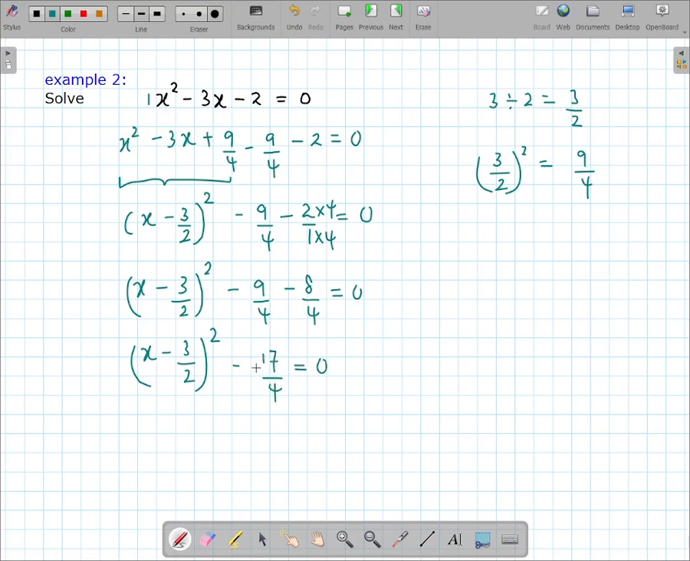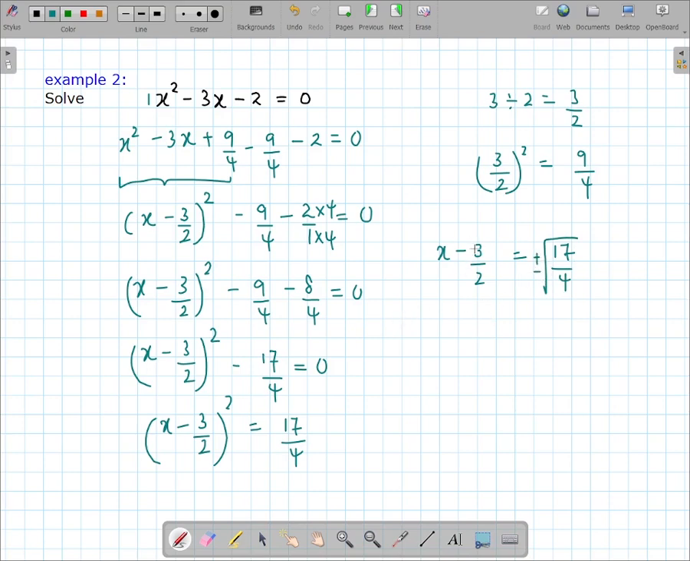Then I can send this minus 17 over 4 to the other side. (x minus 3 over 2) whole thing to the power 2 equals 17 over 4. Then I can send this squared to the other side, then this becomes square root. I write here x minus 3 over 2 equals root of 17 over 4. When you put root, you have to put plus or minus.